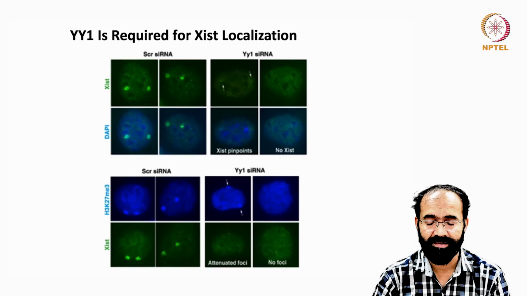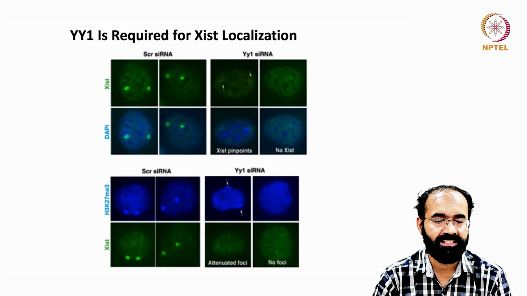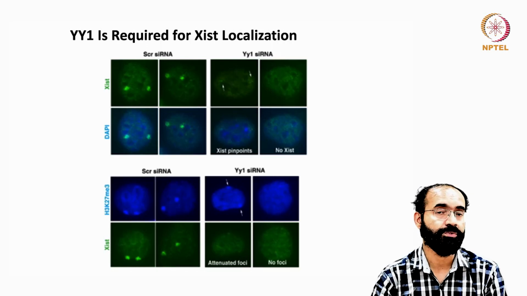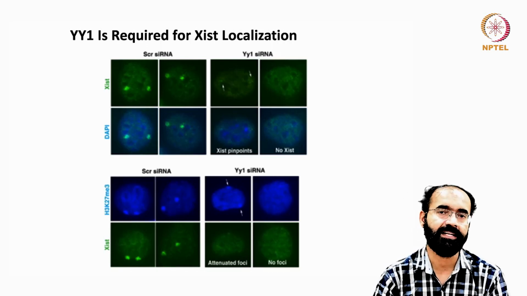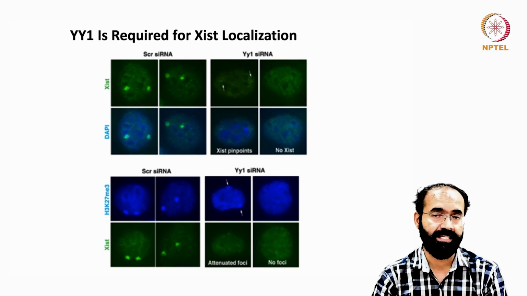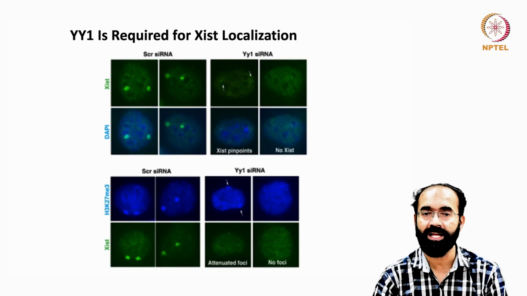So how can we prove it? YY1 is required for the Xist localization. So we can see Xist expression in green color. This is RNA in situ hybridization, and you also have a situation. This is scrambled siRNA in this whole set, and here you have got YY1 specific siRNA. What is siRNA? We know that it is used for blocking the expression. That's called gene knockdown. So if you use siRNA against any gene, that particular gene's production is prevented. Why? Because siRNA will cause the degradation of that mRNA. So you will not have the protein.